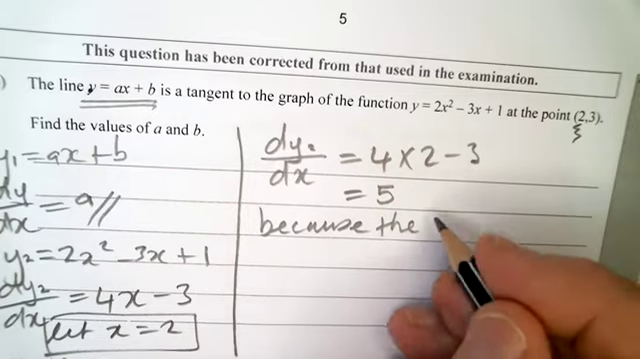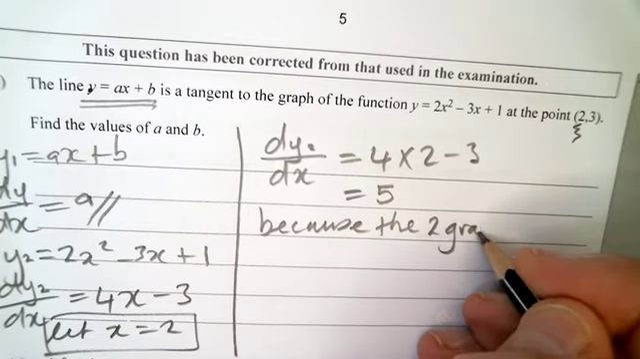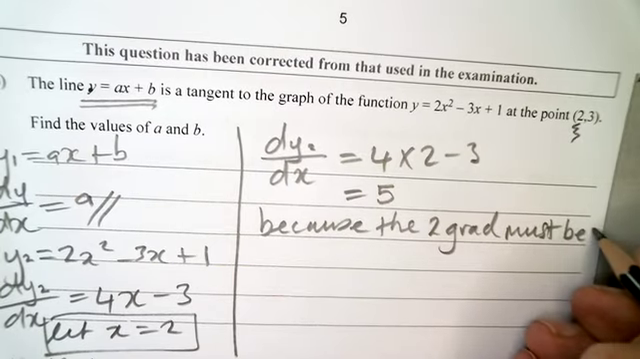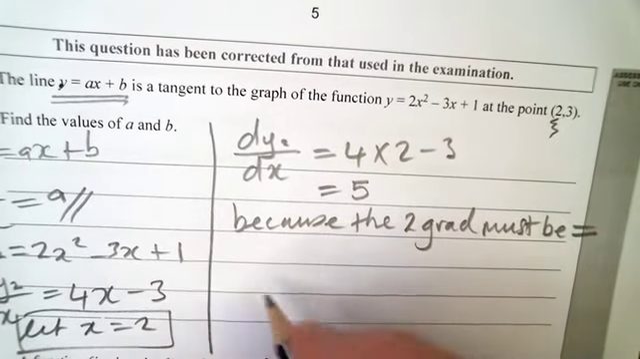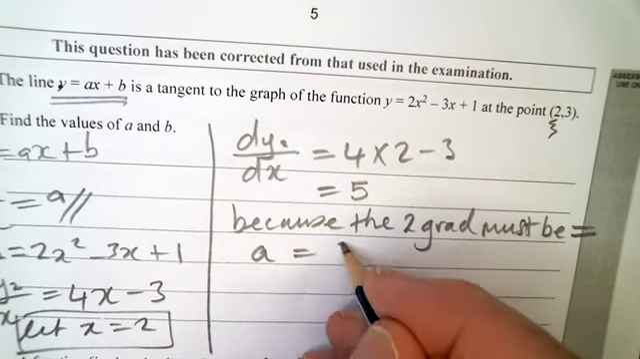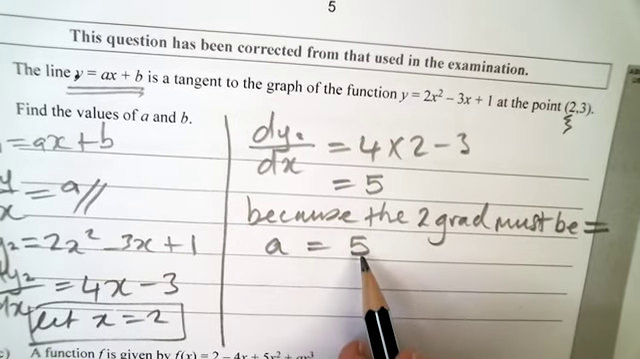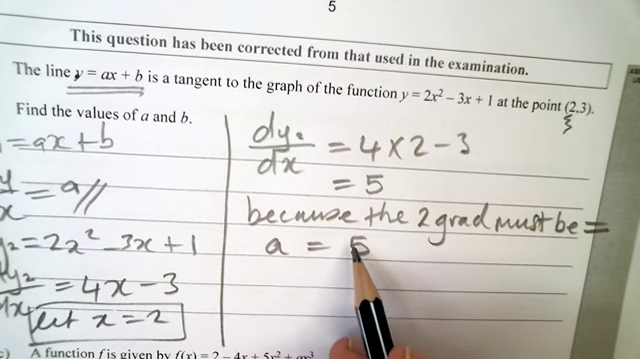Which means the gradient, because the two gradients must be equal, a must equal 5. So we've got our a value. Now we can also find, nice and easily, I think, our b value.